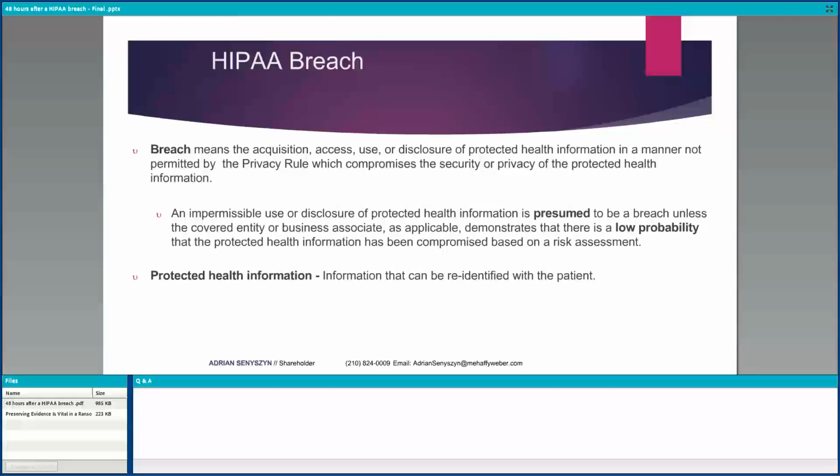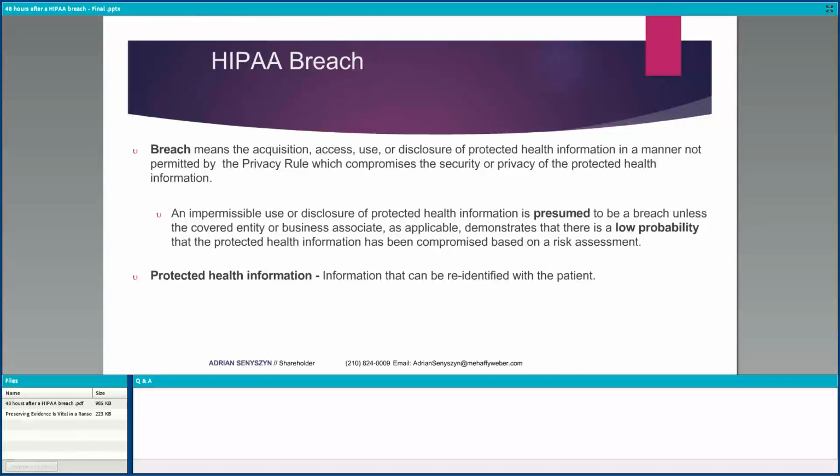So a breach is very definitional based, and it's the acquisition, access, use, or disclosure of protected health information in a manner not permitted. The real key is protected health information is information that can be re-identified with the patient. So we need to have some sort of patient identifier, whether it's a name, a patient identification code, some demographic information, and we need that information to be re-identified with some sort of healthcare information.